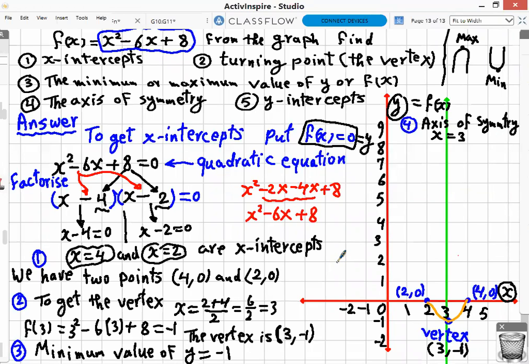Last required is the y-intercept. To get the y-intercept, put x equals 0, then tell me what is the value of y if you put x equals 0. Substitute. Can you calculate it? I want you to work. To get the y-intercept, put x equals 0. Then get the value of y. It will be what? Easy. You must return to the function. Correct? And put x equals 0.